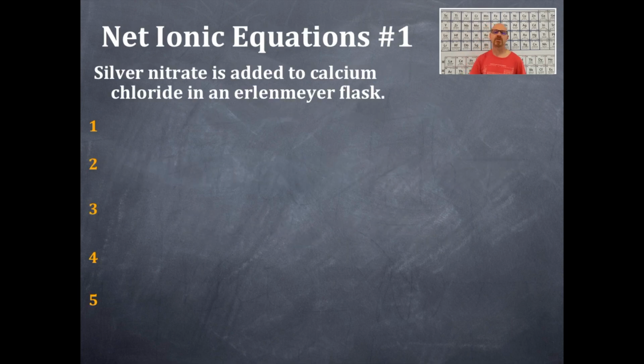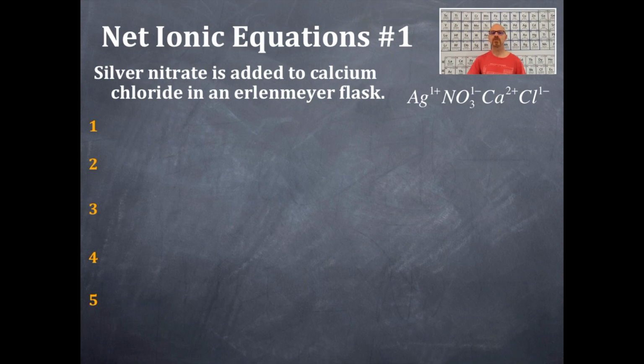Okay, here we go. Net ionic equation number 1. Silver nitrate is added to calcium chloride in an Erlenmeyer flask. So first of all, you need to know the formulas of these ions and their charges. Silver is a periodic trend. It's a 1+ charge. Nitrate is a polyatomic ion. That's NO3 with a 1- charge. Calcium is in group 2, therefore it's a 2+ charge. And chloride, that's a halide ion, and that's a 1- charge.